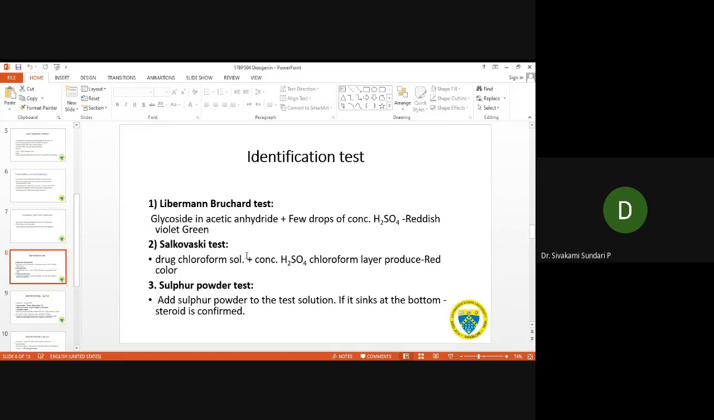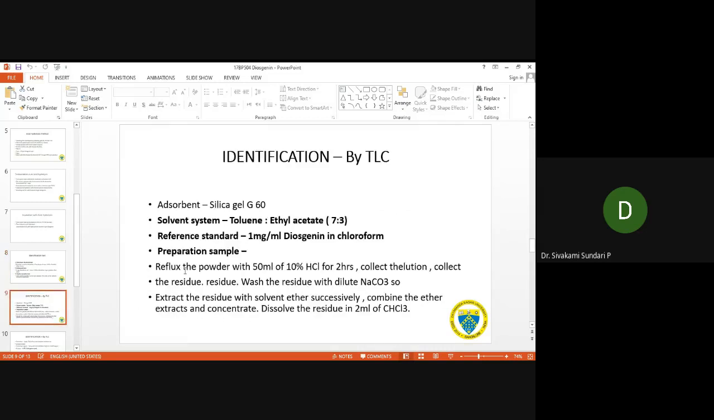Then the Salkowski test: the drug is dissolved in chloroform. Then a few drops of concentrated sulfuric acid are added. The chloroform layer produces a red color. The third test is the sulfur powder test. Sulfur powder is added to the Diosgenin solution. If the sulfur sinks to the bottom, steroid is confirmed. So these are the three tests.